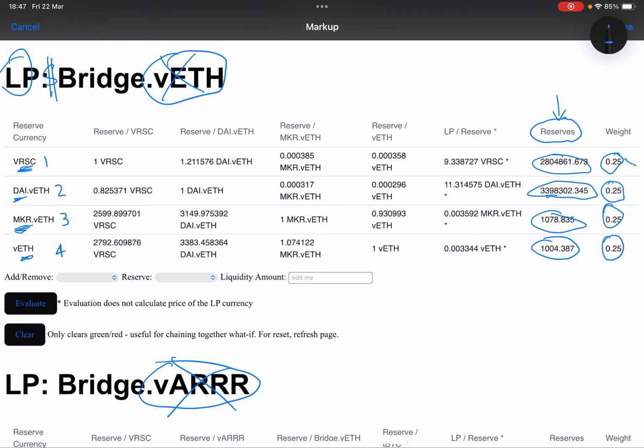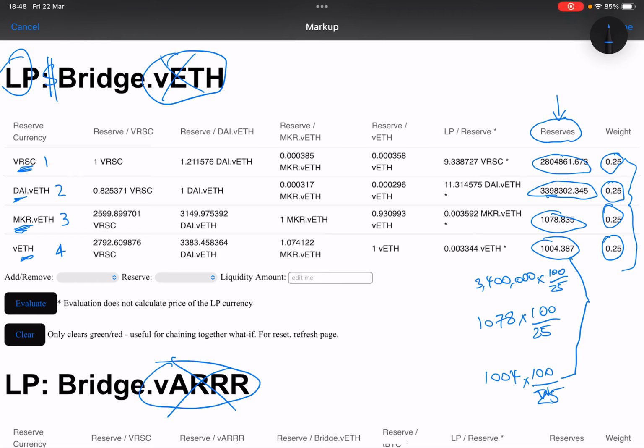So because of this weighting, what we can do is say, this is the easiest one to grab, the Ethereum one. We've got 1,004 times 100% divided by its weighting. So it's 25 in this case. And we can do the same for Maker. The really interesting one is DAI. I'm just going to round it. And Verus we'll leave off for the moment.